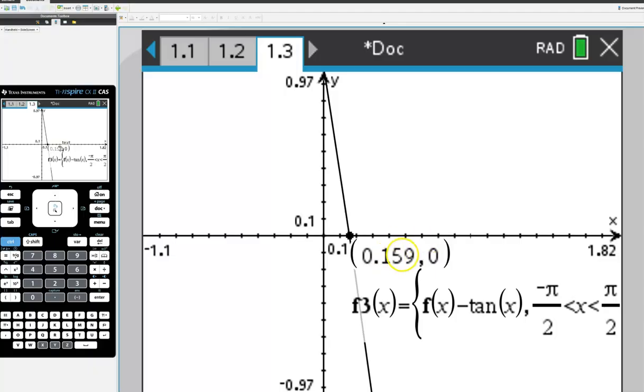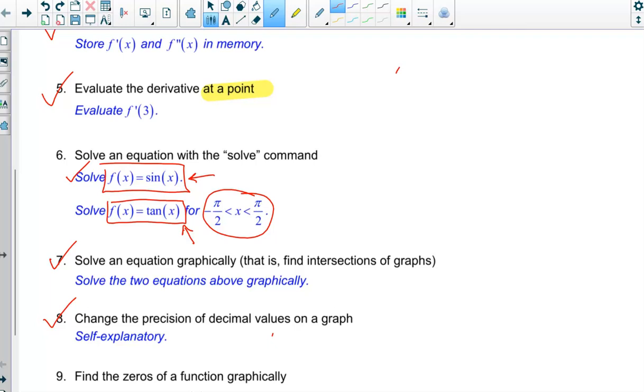0.159. Okay, 0.159. Let's expand that a few more decimals. The correct answer would be 0.158 or 0.159, because you're allowed to truncate or round. Okay, so let's jump back over here. We've done number 7 and number 8.